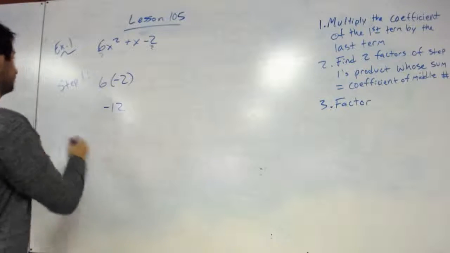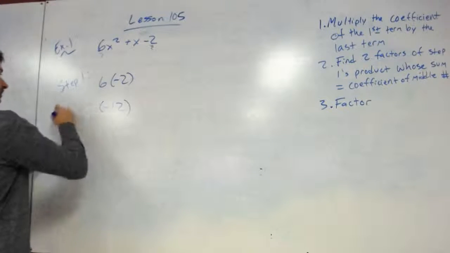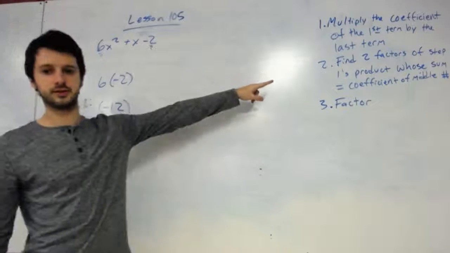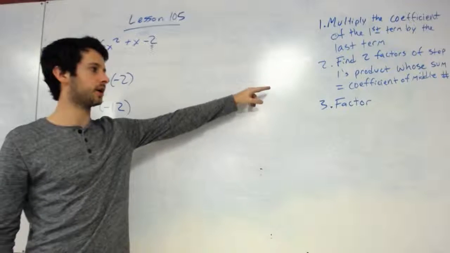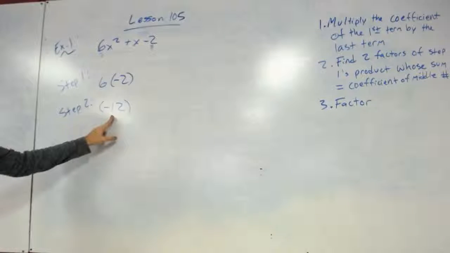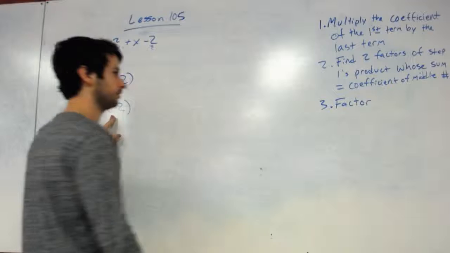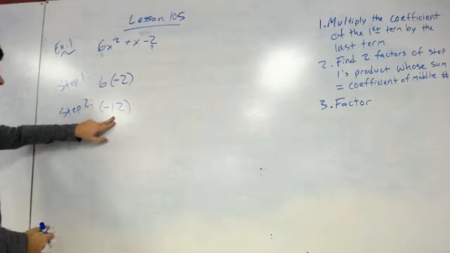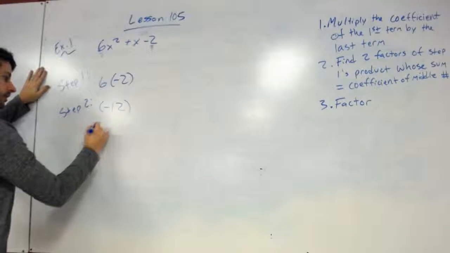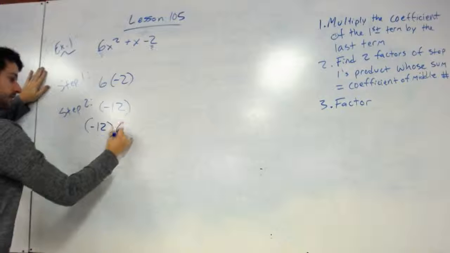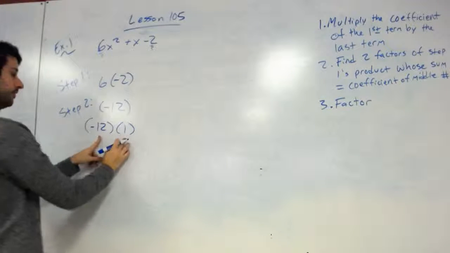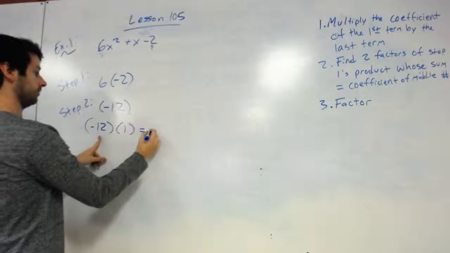Now step 2 says find two factors of step 1's product. So here's step 1's product, negative 12. And we want to find two factors whose sum is the coefficient of the middle term. So what are two factors of negative 12? Well, we would have negative 12 times a positive 1. But negative 12 plus 1, that would equal a negative 11.